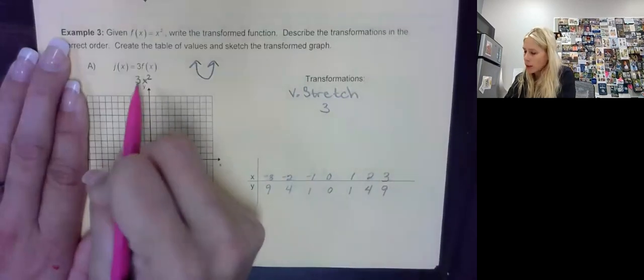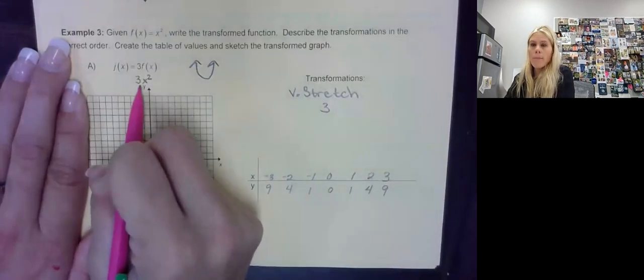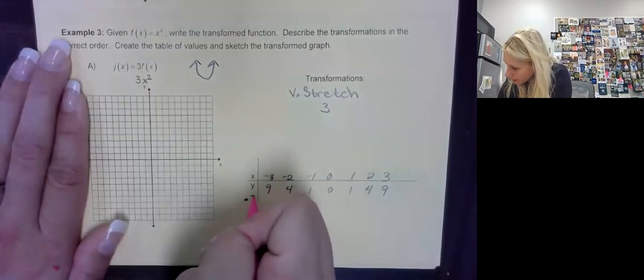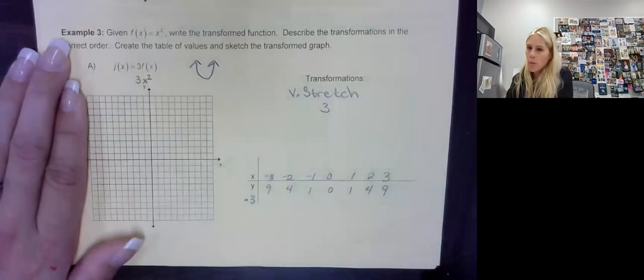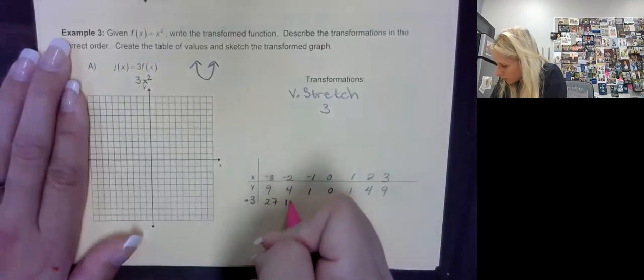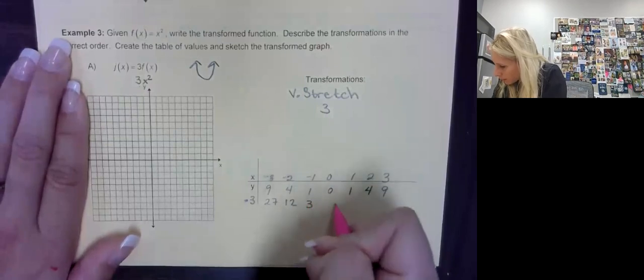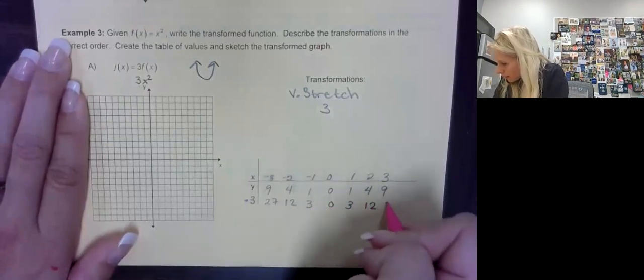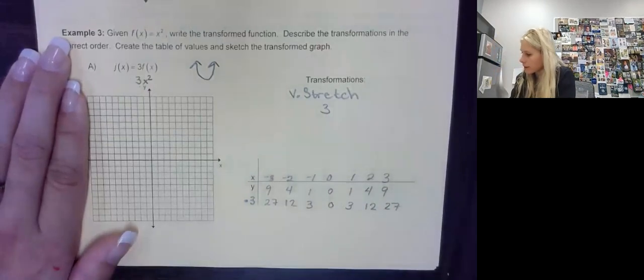Okay, now outside does it to x or y? Y. We're going to do exactly what we see. So we're going to multiply all the y's by 3. So 27, 12, 3, 0, 3, 12, 27. Okay, that's all I have there.